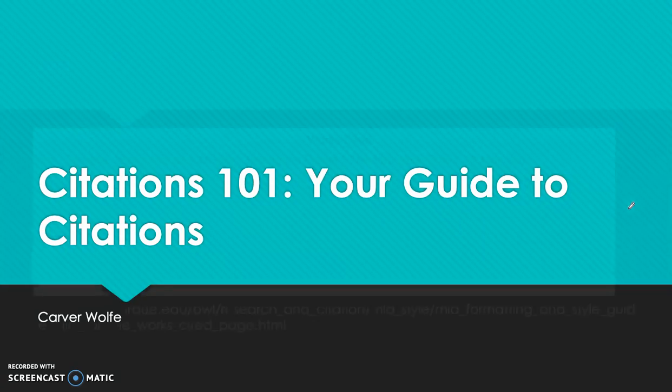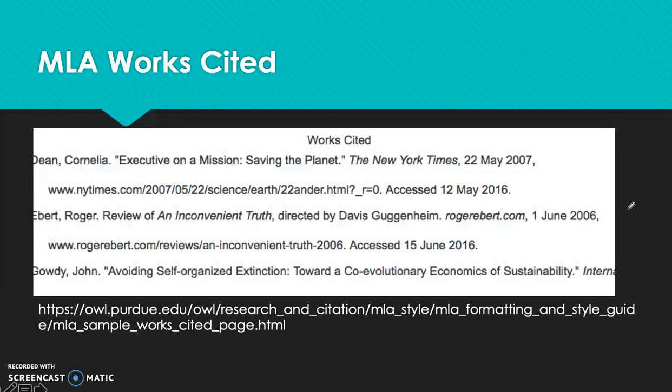Let's get started. So first let's discuss how to create a works cited page. You're going to begin by typing out the words works cited at the top of a separate page in your document and center it as the title of the page. Then start including your sources.